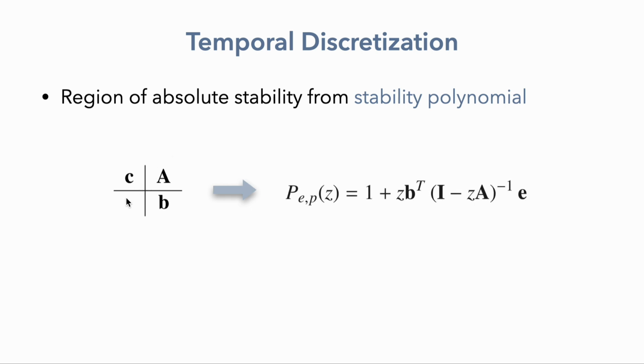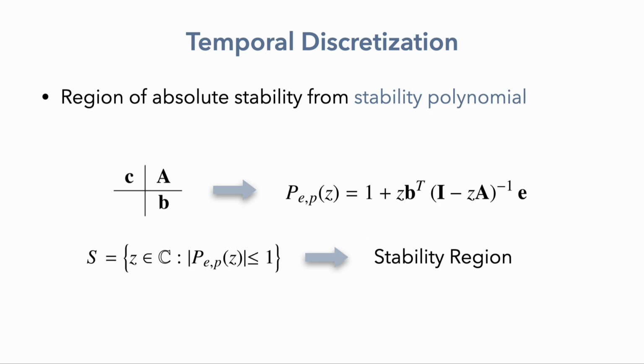So how does this work? Well, from the Butcher tableau, we can get the stability polynomial. Okay, we just use this expansion based on the A, B, and C terms. And in order to define the region of stability for this stability polynomial, this is the region where its absolute value is less than or equal to 1, basically saying the amplification factor in time is less than or equal to 1. And this is what's going to define our stability region.